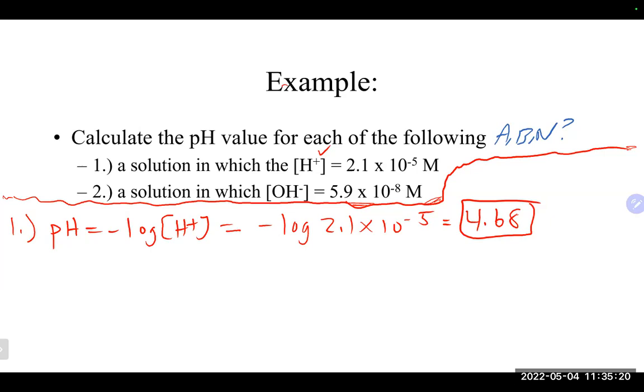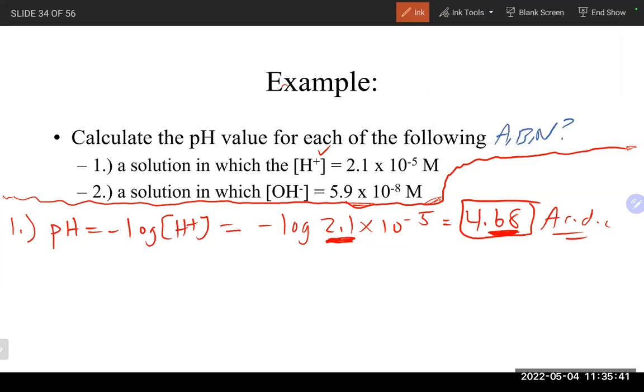Any questions on that one? We went with 2 decimal places based off of the sig figs here. 2 gives us 2 decimal places. Is that acidic, basic, or neutral? This one would be acidic. Again, below 7.